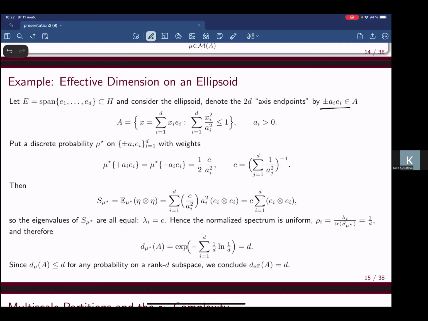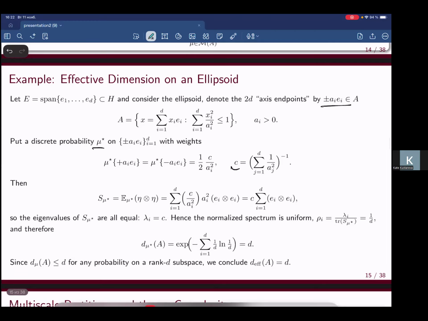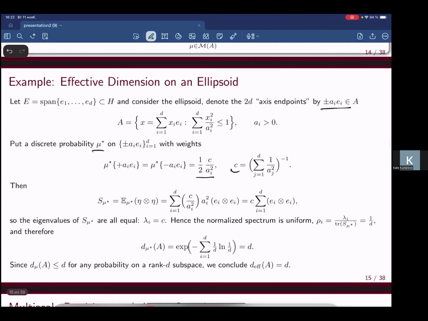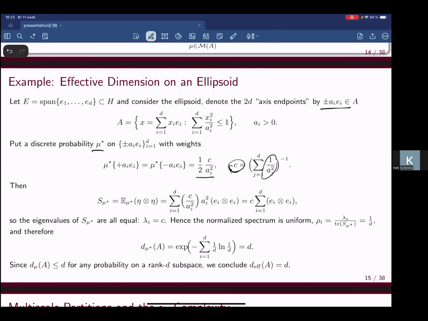And then we introduce a discrete probability measure concentrated on these 2d points, mu star, where the normalization constant C is determined from the total probability condition. So we have this condition, and then we can easily solve it. From this, we obtain this constant, and this means that each axis receives a weight proportional to 1 divided by a_j squared. The shorter the axis, the larger the weight assigned to it by the measure.